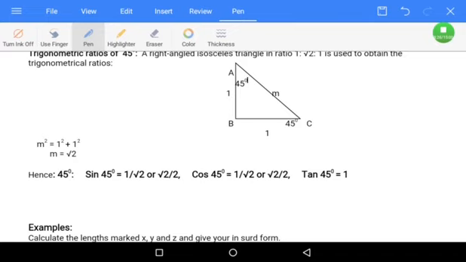Alright, so tan 45. Tan should give us opposite over adjacent. And what is the opposite to 45? 1.